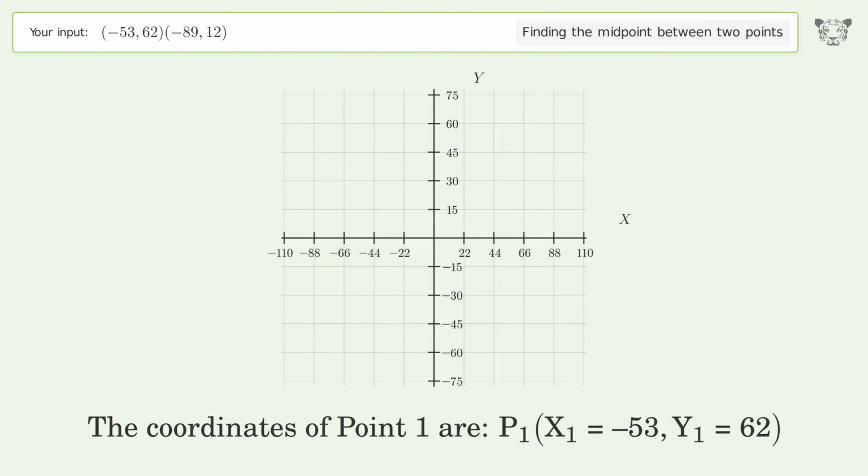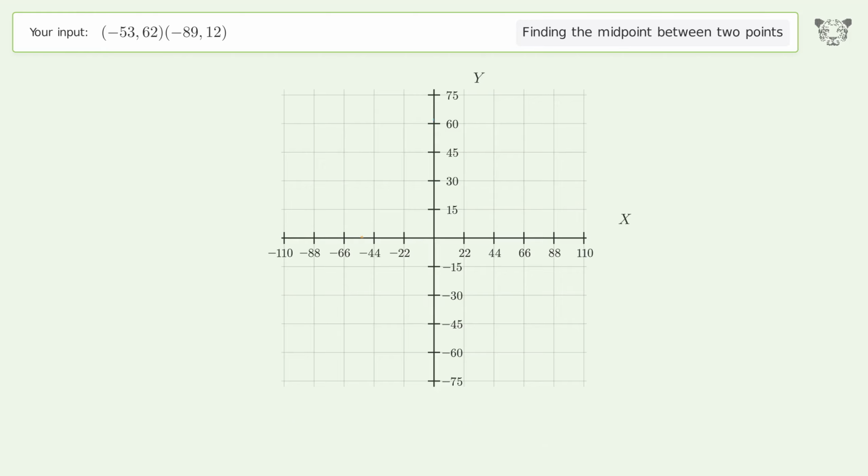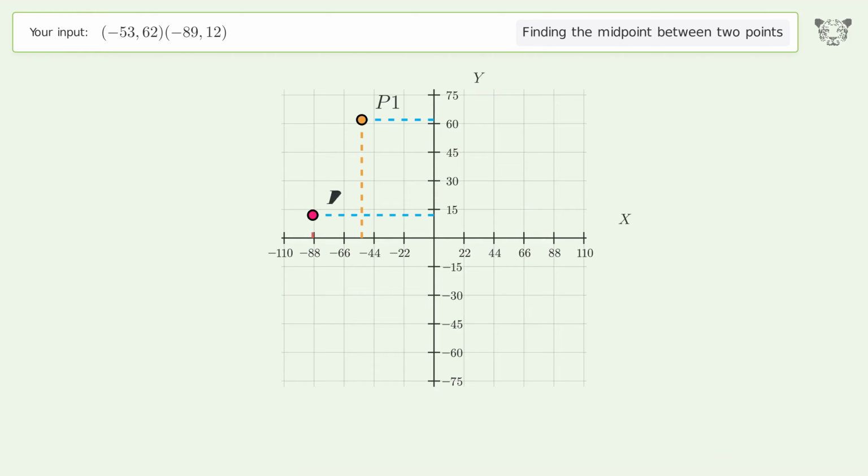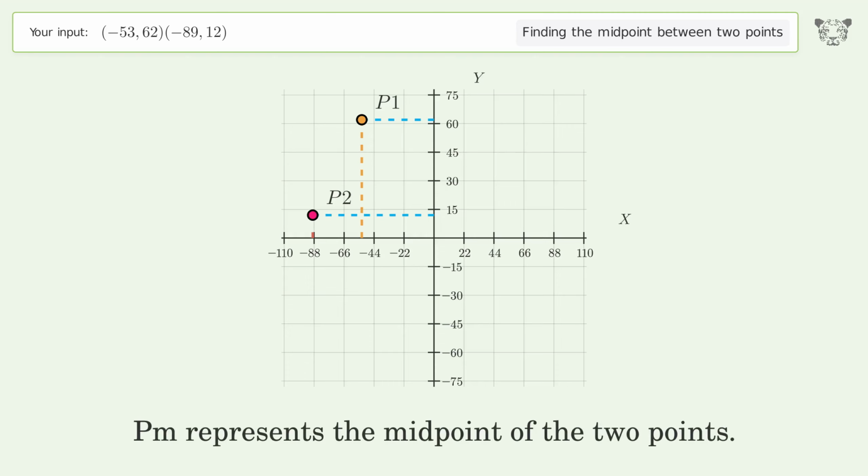The coordinates of point 1 are x1 equals -53, y1 equals 62. The coordinates of point 2 are x2 equals -89, y2 equals 12. PM represents the midpoint of the 2 points.